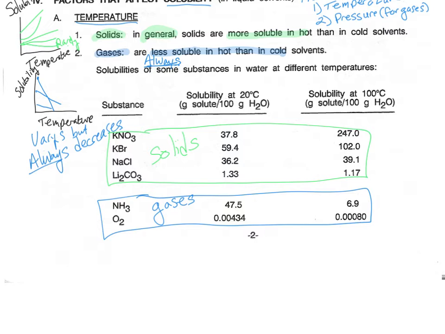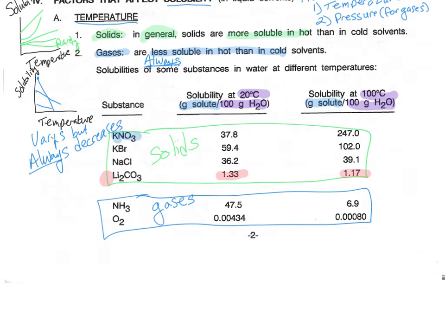Do you see any of these that do not follow the rules? Hopefully, you notice that lithium carbonate has become less soluble as the temperature goes from 20 degrees Celsius to 100 degrees Celsius. That is not common for a solid, but it does happen rarely. So again, on these charts, we notice that the solubility is given at a specific temperature, and it is the number of grams of solute for every 100 grams of solvent, in this case water.